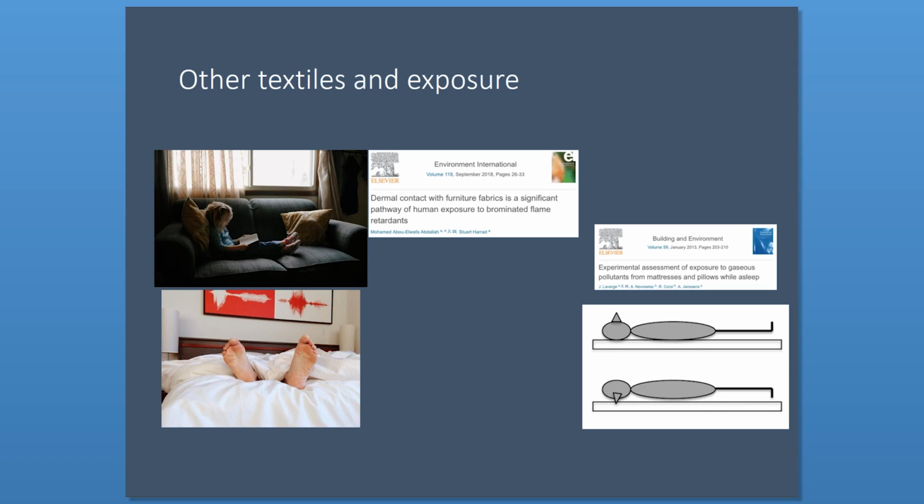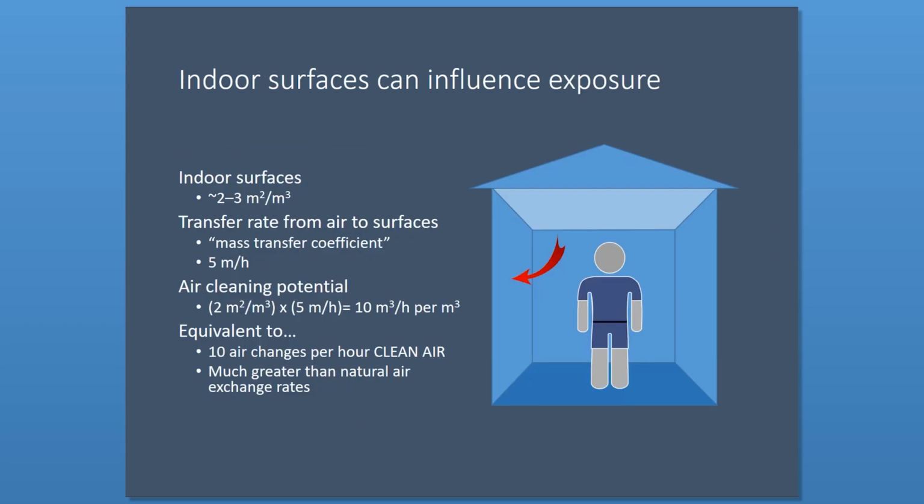And so if there are emitted chemicals, compounds, pollutants from mattresses, from other materials during sleeping, you'll get a much higher inhalation dose. I wanted to say something about indoor surfaces and how important they are in our exposure broadly. Then I'll talk about, back to textiles. It turns out, and I won't go into a lot of detail here, but there's a lot of transport to and from surfaces in buildings.